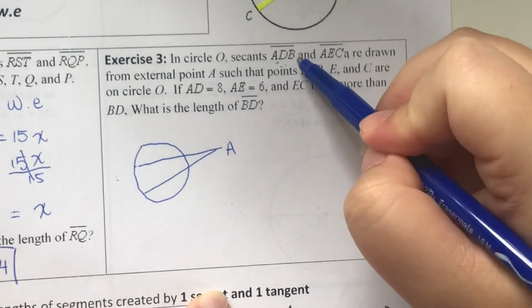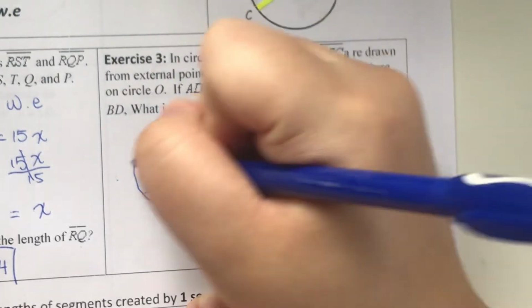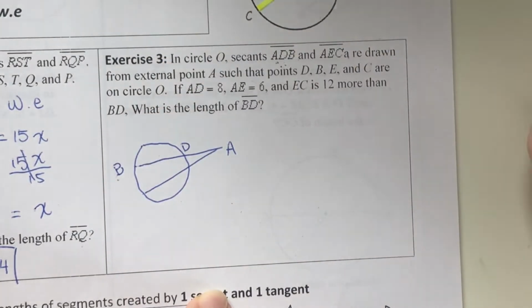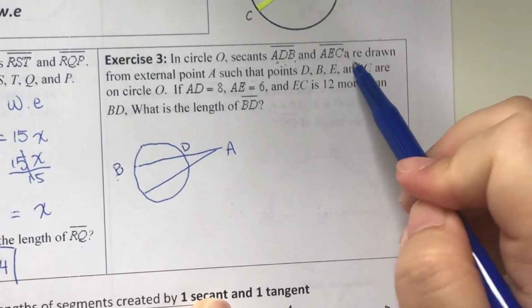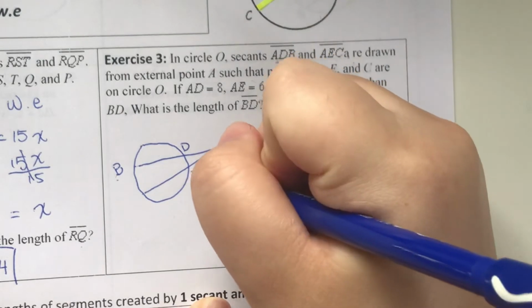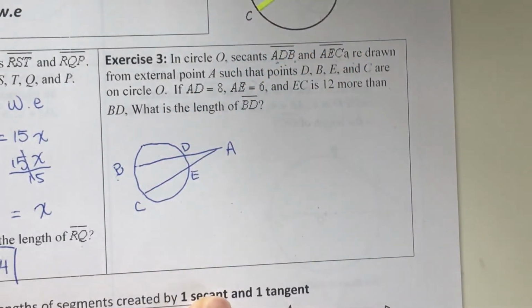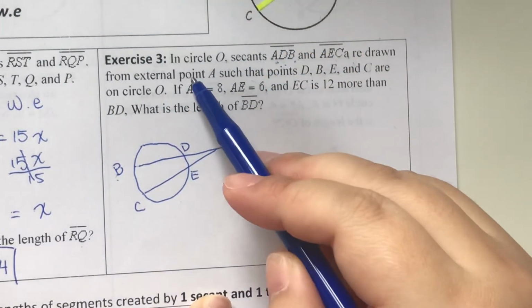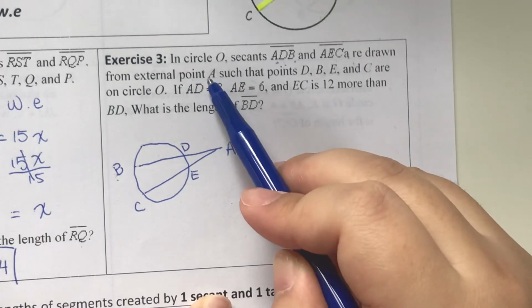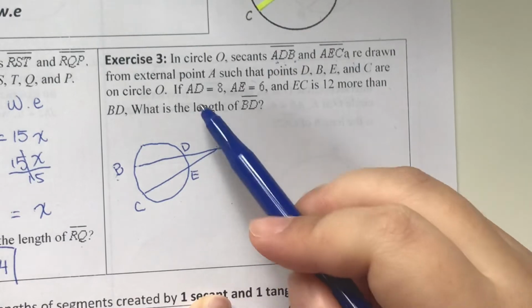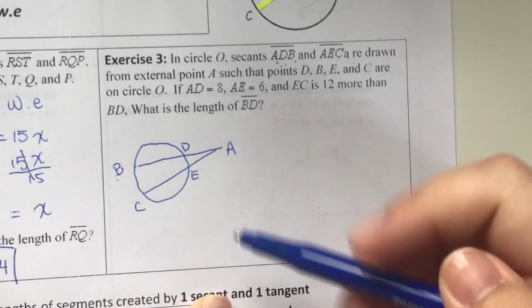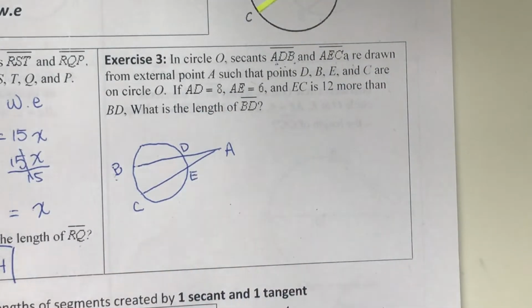So I know that this one has to be A. I want to label my first secant ADB. The second one, AEC. Okay, they are drawn from external point A, such that D, B, E, and C are on the circle O. If AD is 8, okay, so let's label our diagram.